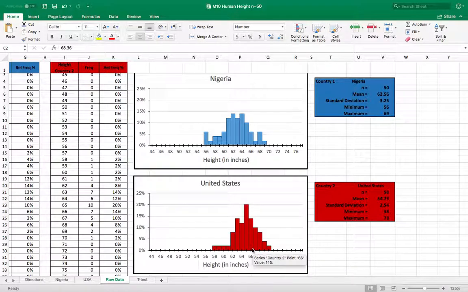Then we look at the range for, say, 64 inches to 68. That's where a large majority of the United States women fall. And looking at that range for Nigeria, it's not exactly the same story. There's clearly less.